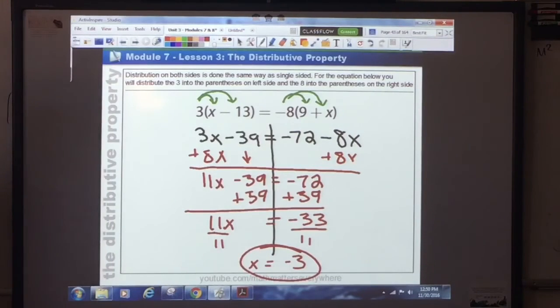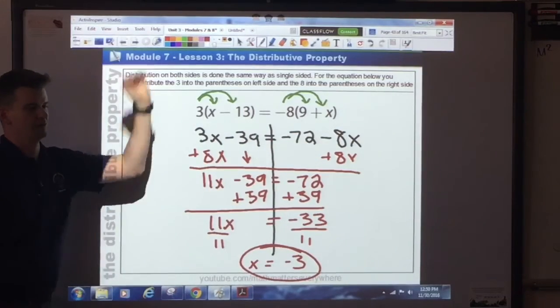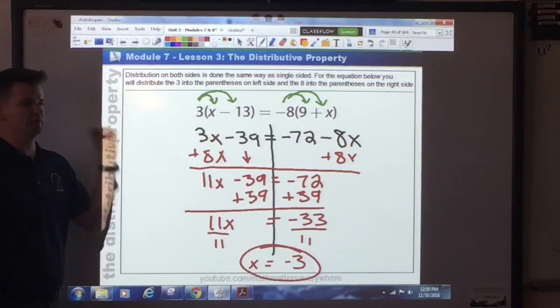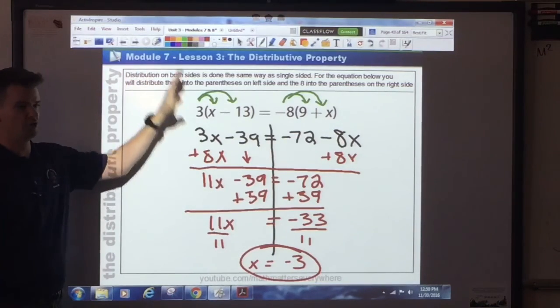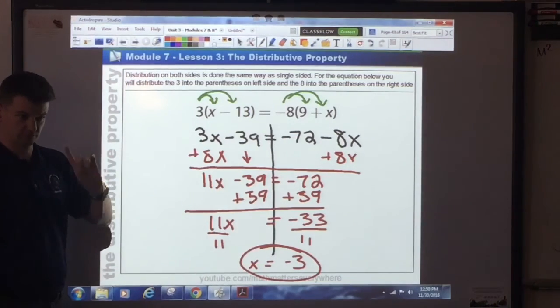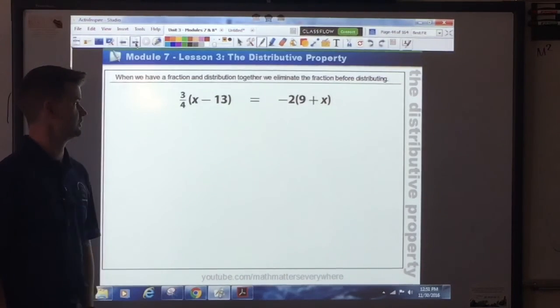So distribution on both sides always takes us back to the same point where we have an equation with variables on both sides. And it's the same process over and over. Move the coefficient that's smaller first, get rid of the constant, and solve it out from there. Any questions on this one? No questions? One more to go.